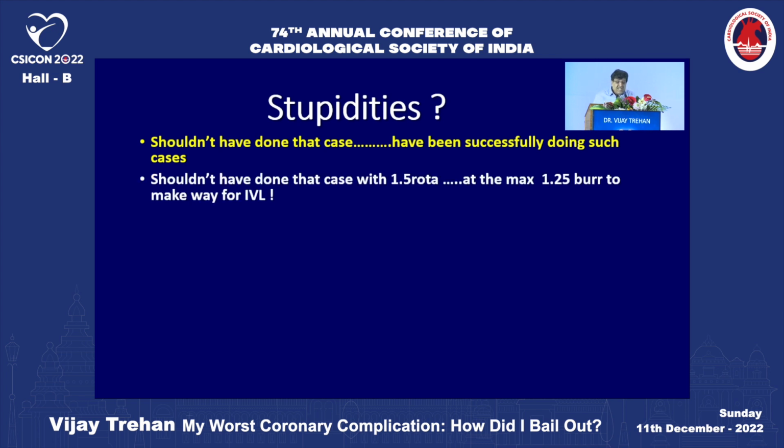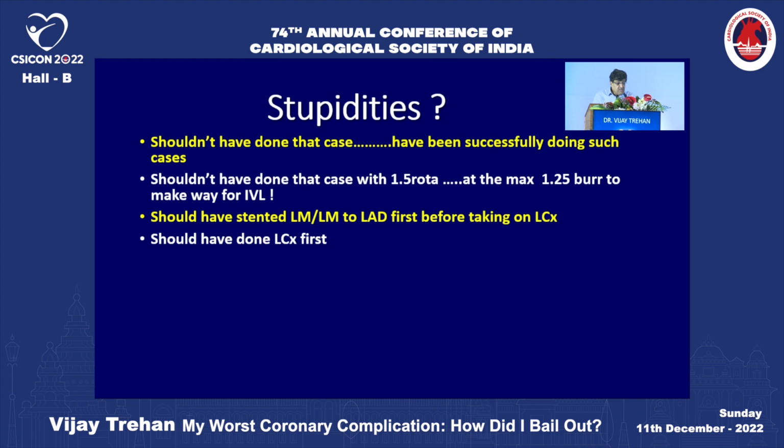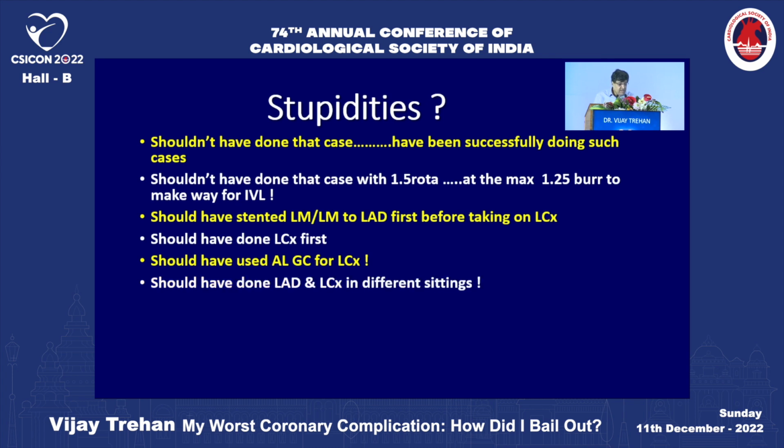I shouldn't have done that case with a 1.5 rota bar. I think I could have done it with a 1.25 bar followed by an IVL, but with long segment disease, how many IVLs? I should have stented the left main or left main to LED, so that my guide can sit and not create problems for me in the form of stunning of the myocardium because of low flow. Or should have done the circumflex first, and maybe the circumflex could have been addressed with the help of an AL guide, which would have given me much better support, because I got stuck in the circumflex.